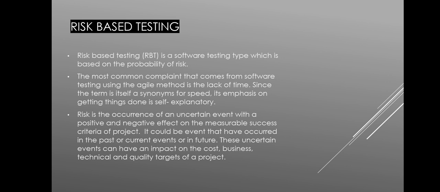The most common complaint that comes from software testing using agile method is lack of time. Since the term is itself a synonym for speed, it emphasizes on getting the things done and self-explanatory. Risk is the occurrence of an uncertain event with a positive and negative effect on the measurable success criteria of a project. It could be events that have occurred in the past or current event or in future. These uncertain events can have an impact on cost, business, technical, and quality targets of a project.